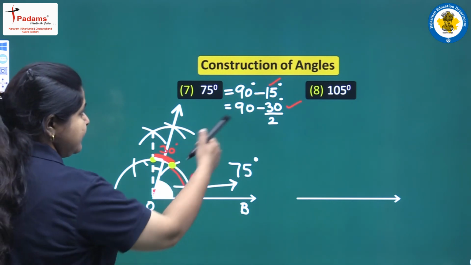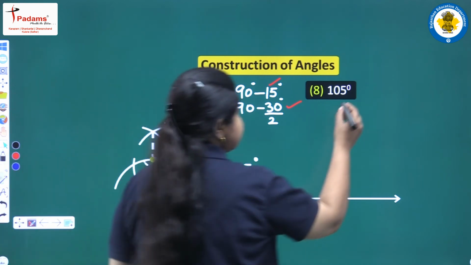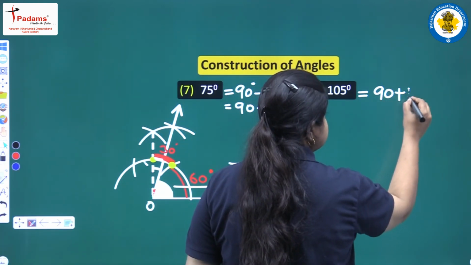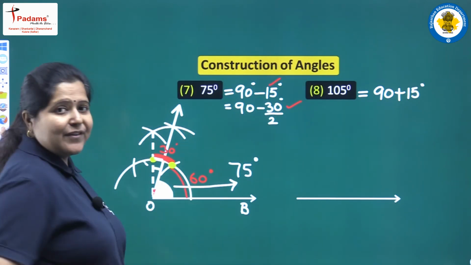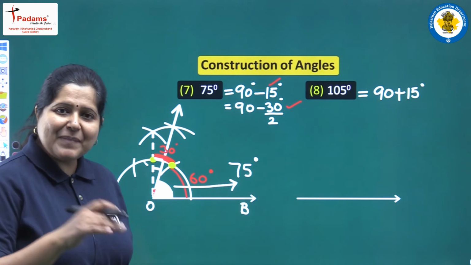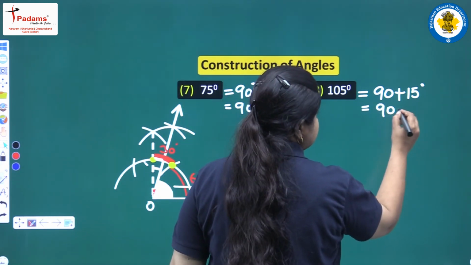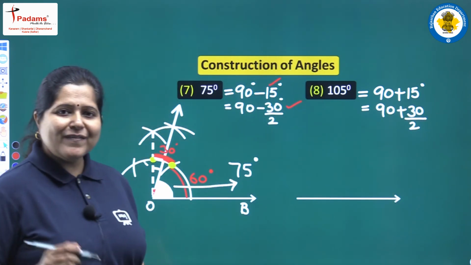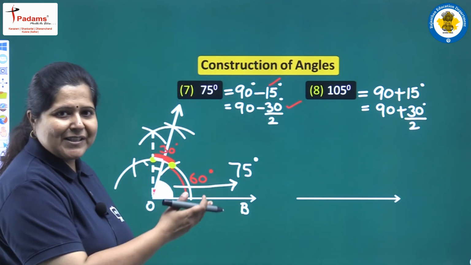Okay, then we have this angle of 105 degree. Again, how will we do this? We should know that it is nothing but 90 plus 15 degree this time. It was 90 minus 15 and it is 90 plus 15, and again this 15 we get by bisecting an angle of 30 degree. Clear to you? So it will be clear once we draw it.